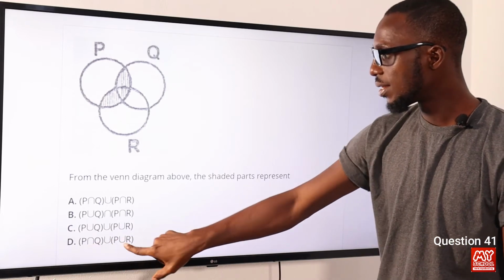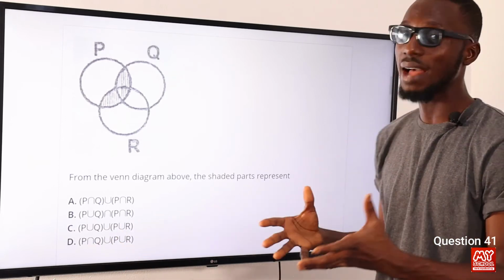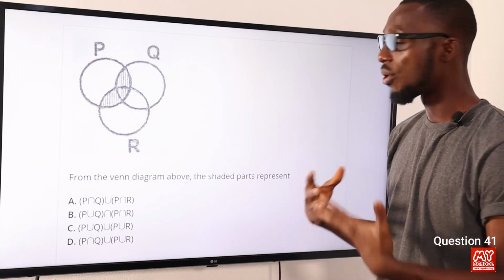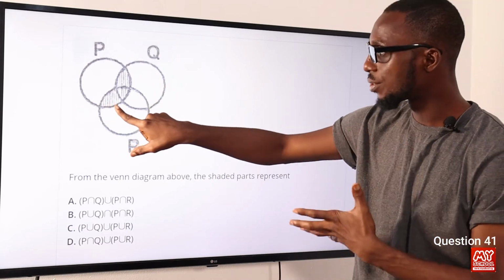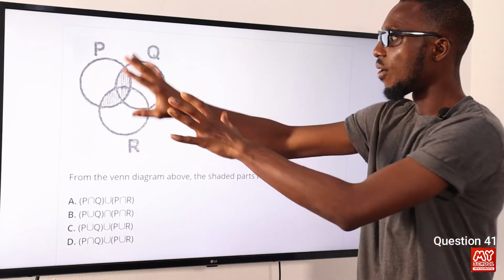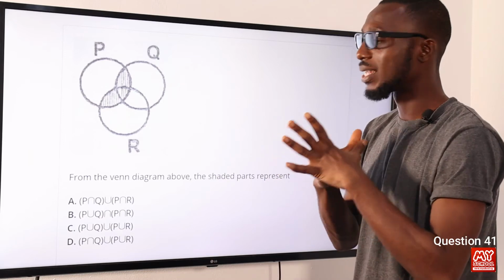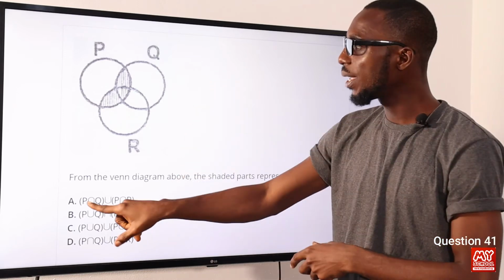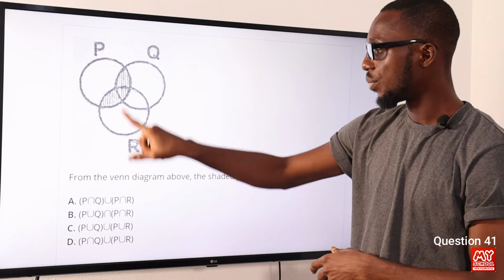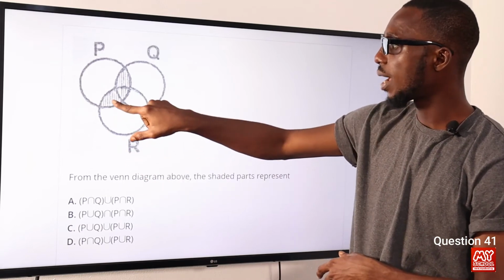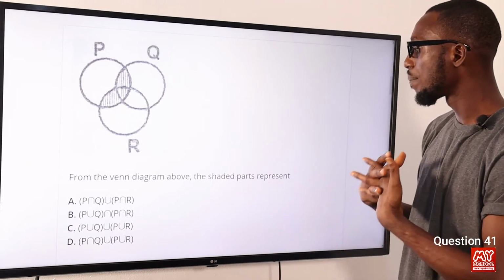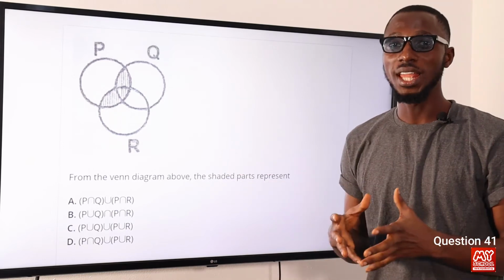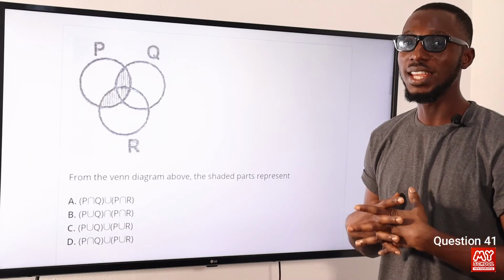You can see the other options provided do not have it in the correct order or in the correct presentation. So it should be P intersection Q, P intersection R, then all of this being put together now comes out as union. So that will be the union of P intersection Q, which is here, with P intersection R. So the correct option here is option A. From the Venn diagram above, the shaded part represents what? Option A, P intersection Q union P intersection R.